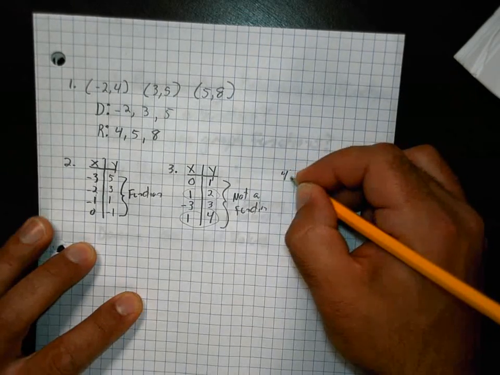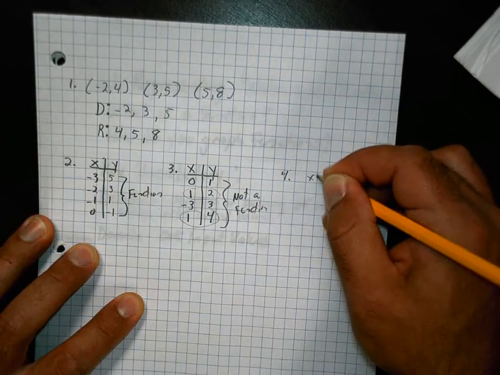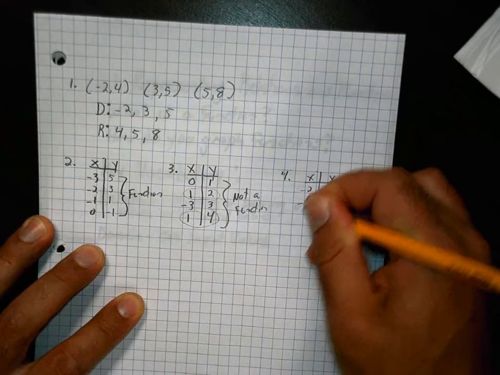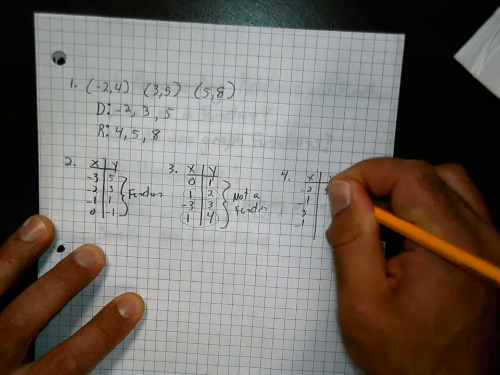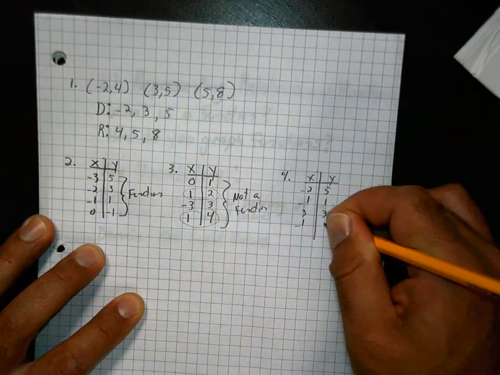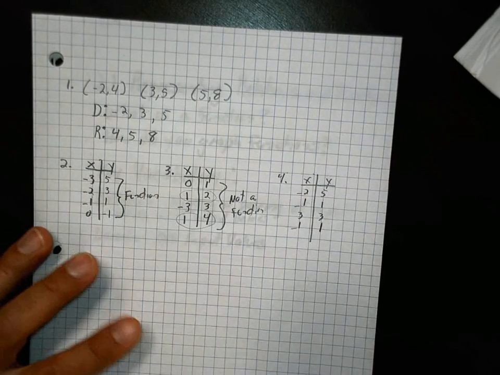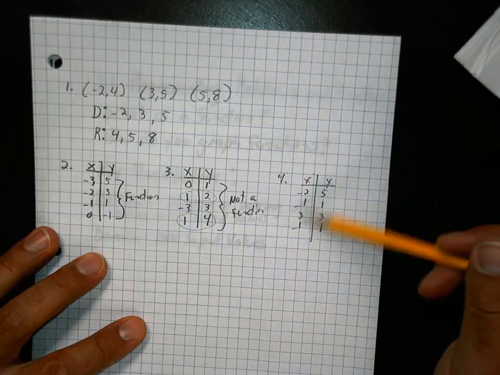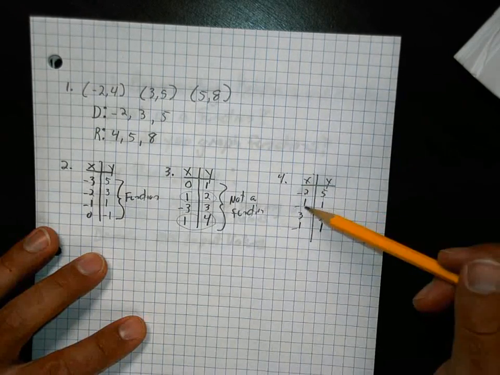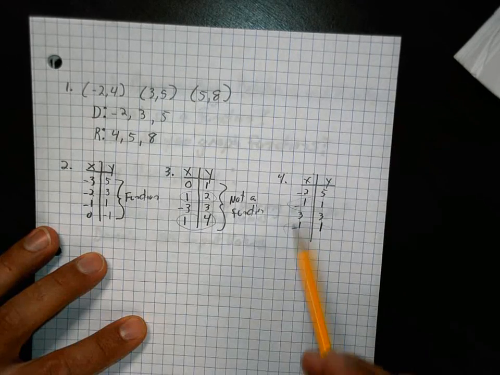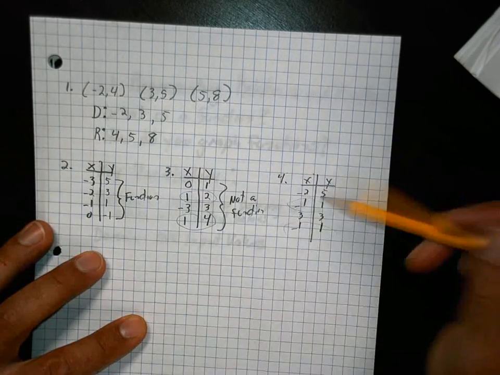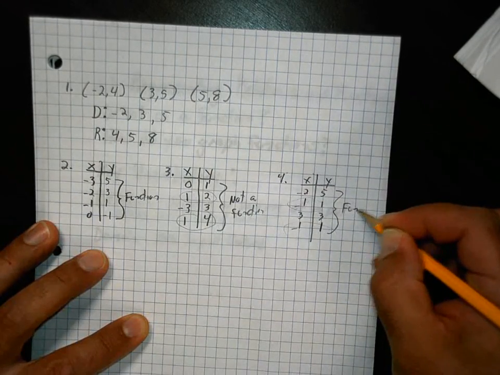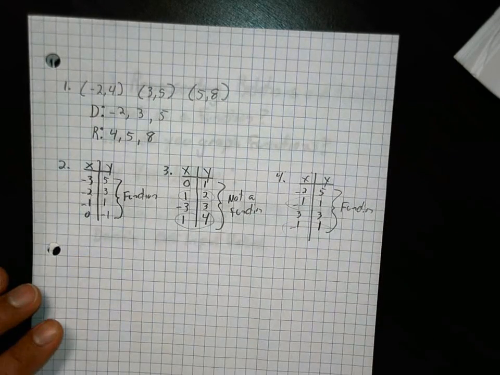Okay, finally, one last one there. At first glance you may say this is not a function because -1 is listed twice as an input. However, it has the same output. So even though it is listed twice, it's the same pairing. So each input has one unique output, and this would be a function.